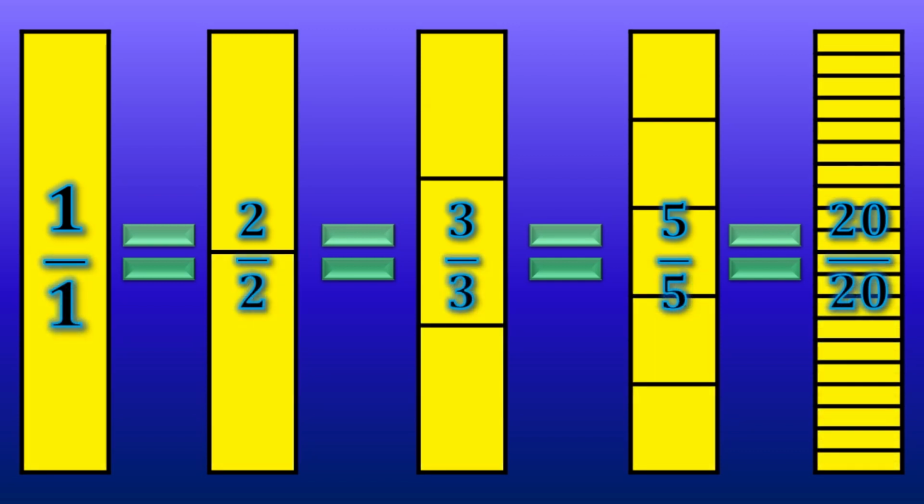1 represented as a fraction in its simplest form is 1/1, while its equivalent fractions are the division of any number by itself, because any number at all divided by itself is 1.